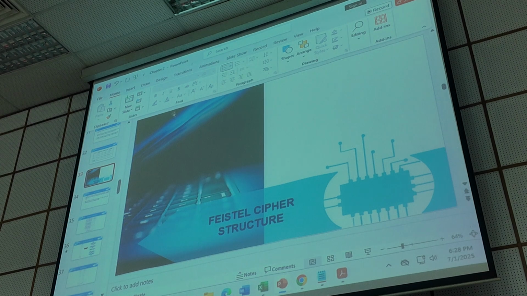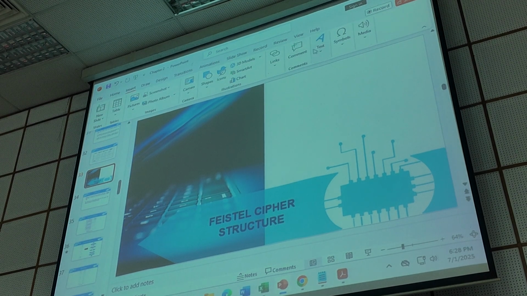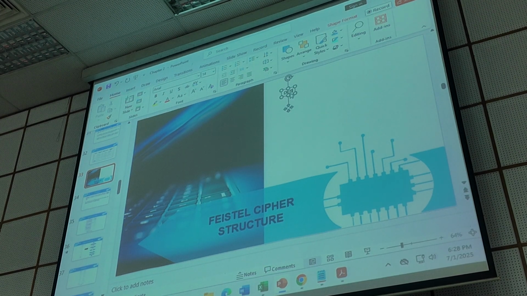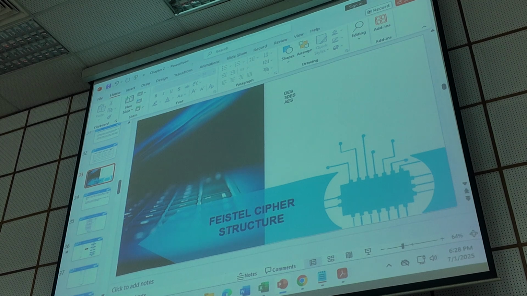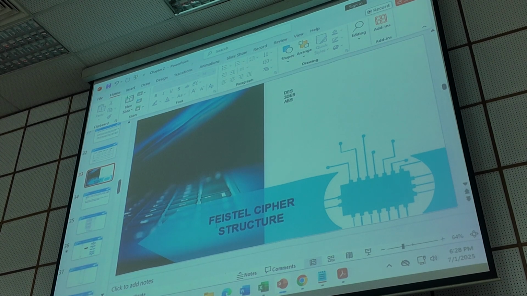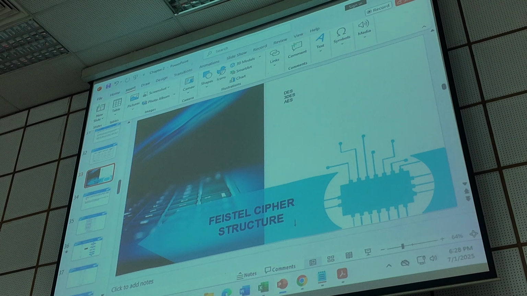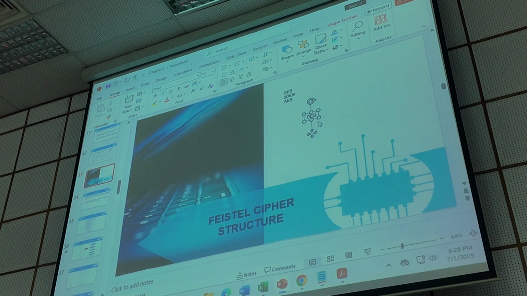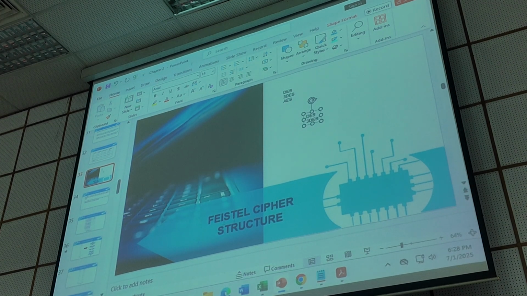From the three algorithms you learned today, DES, 3DES, and also AES, two of the algorithms use this Feistel cipher structure. The algorithms are DES and 3DES. They are using this Feistel cipher structure.